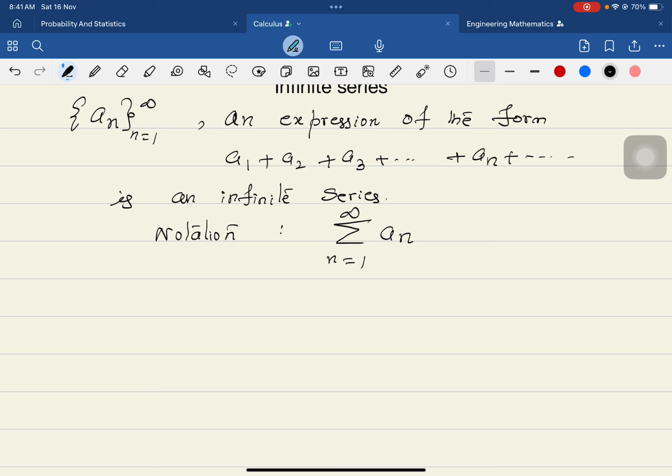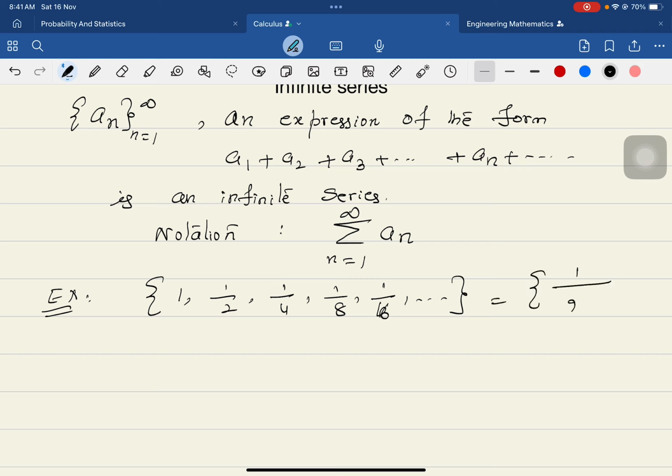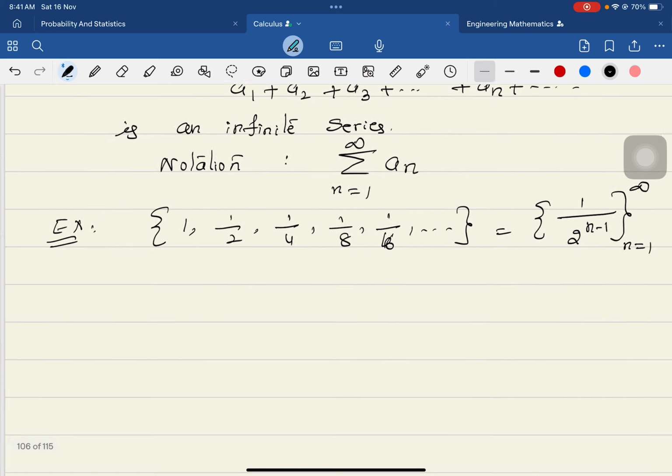Now, let us see one example. We have already done this example in the previous lecture. That is 1 by 2, 1 by 4, 1 by 8, 1 by 16 and so on. So this is the infinite sequence, and we have named it 1 over 2 to the power of n minus 1, with n starting from 1 to infinity.